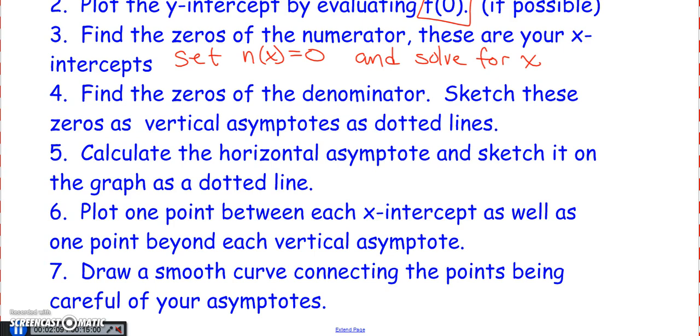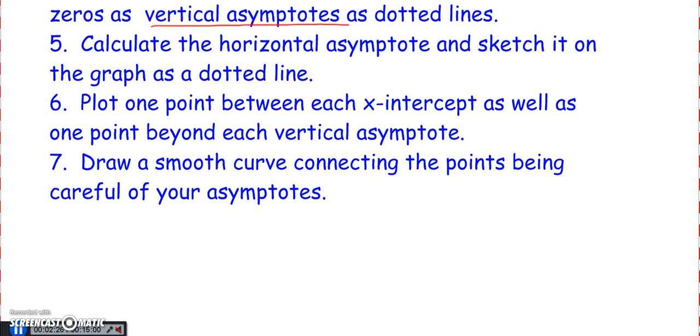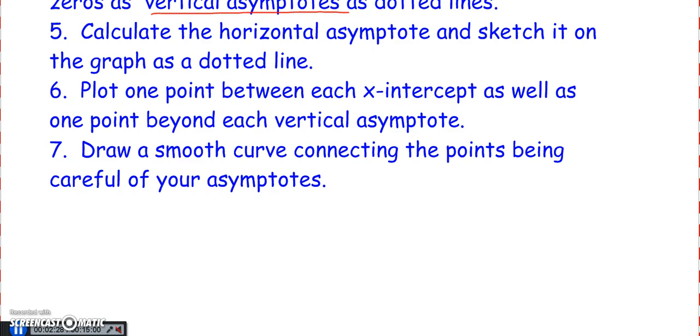Why would I ask you to do that? Because from previous sections, we know that the zeros of the denominators are your vertical asymptotes. Those are going to be your dotted lines. Those will help you sketch your graph. You're going to calculate the horizontal asymptote. We've gone through that in previous sections. Depending on the degree of the numerator and the degree of the denominator, we will be able to calculate the horizontal asymptote.